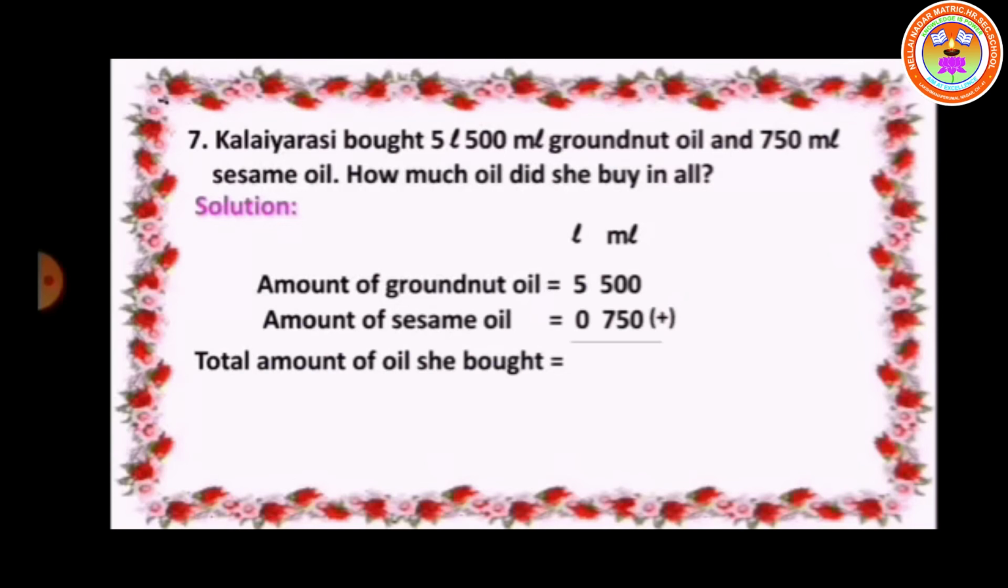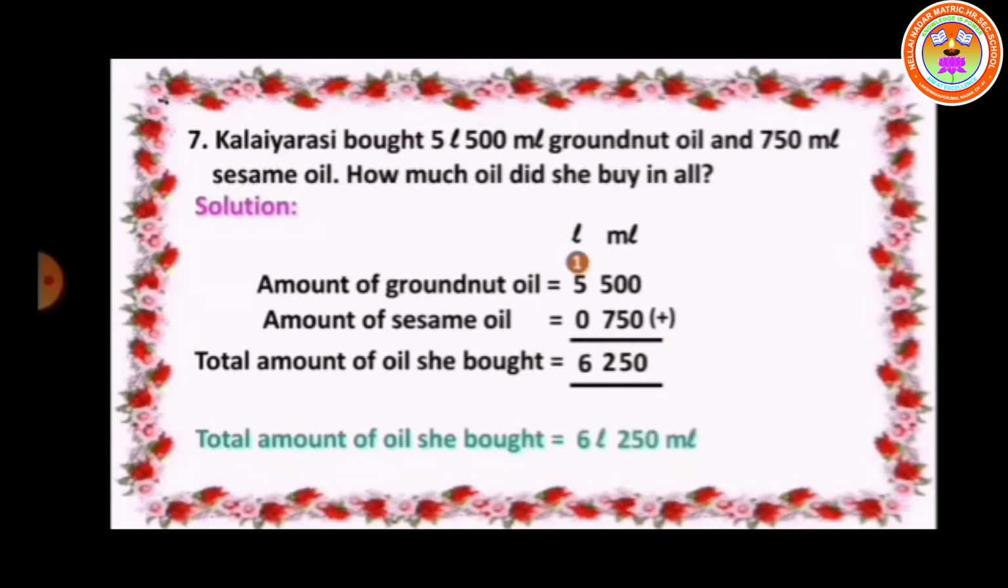Students, add. First you have to add milliliter. 0 plus 0, 0, 0 plus 5, 5, 5 plus 7, 12. So here we'll write 2. 1 should be forwarded to the next digit. Next you have to add liter. 1 plus 5, 6, 6 plus 0, 6. So the answer, total amount of oil she bought is equal to 6 liter 250 milliliter.